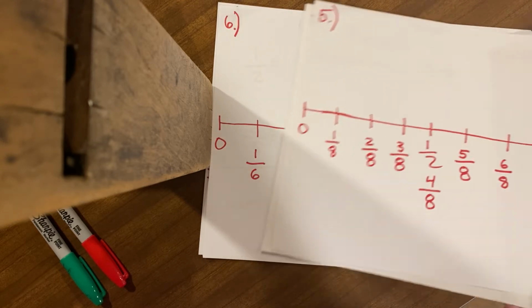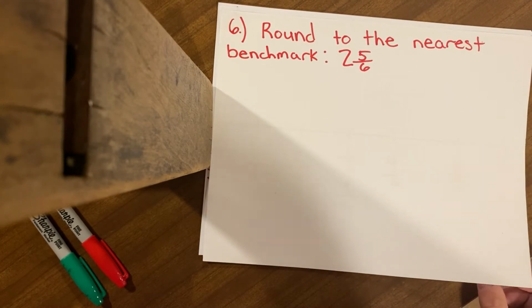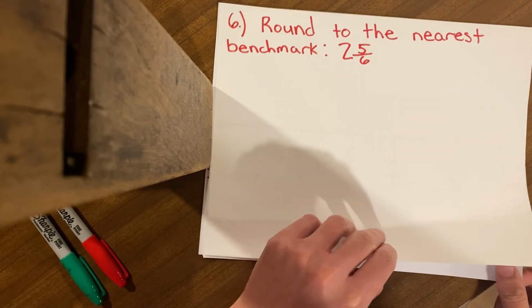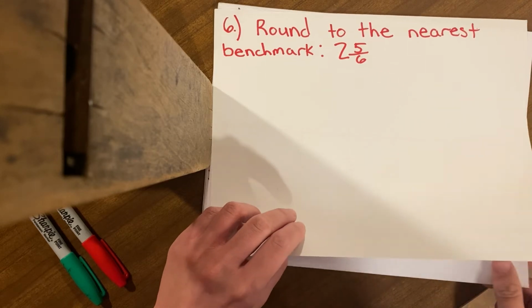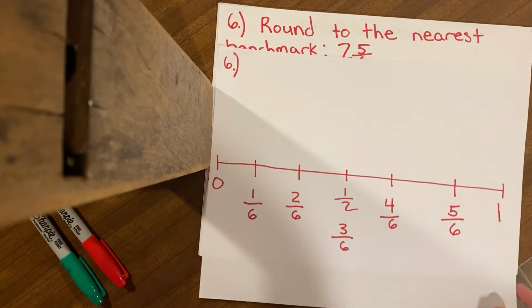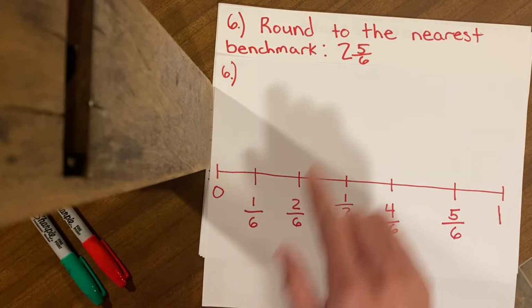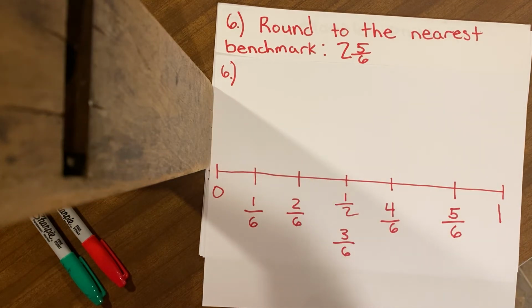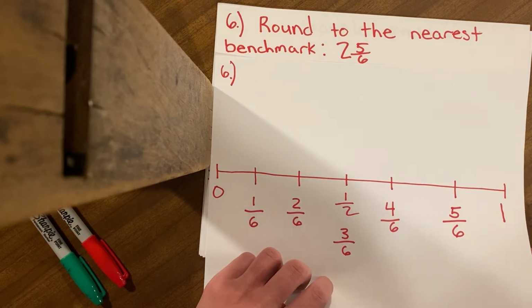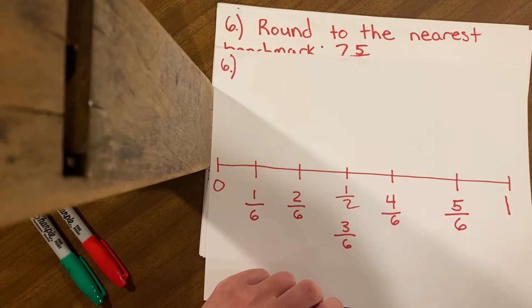Okay. Number 6 is going to be the same thing. You're going to round to the nearest benchmark 2 and 5/6. So you're going to find 5/6 on the number line, okay? And then you're going to round your whole number. What are you rounding your whole number to? Pause the video, and we're going to move on to number 7 after you've completed number 6.